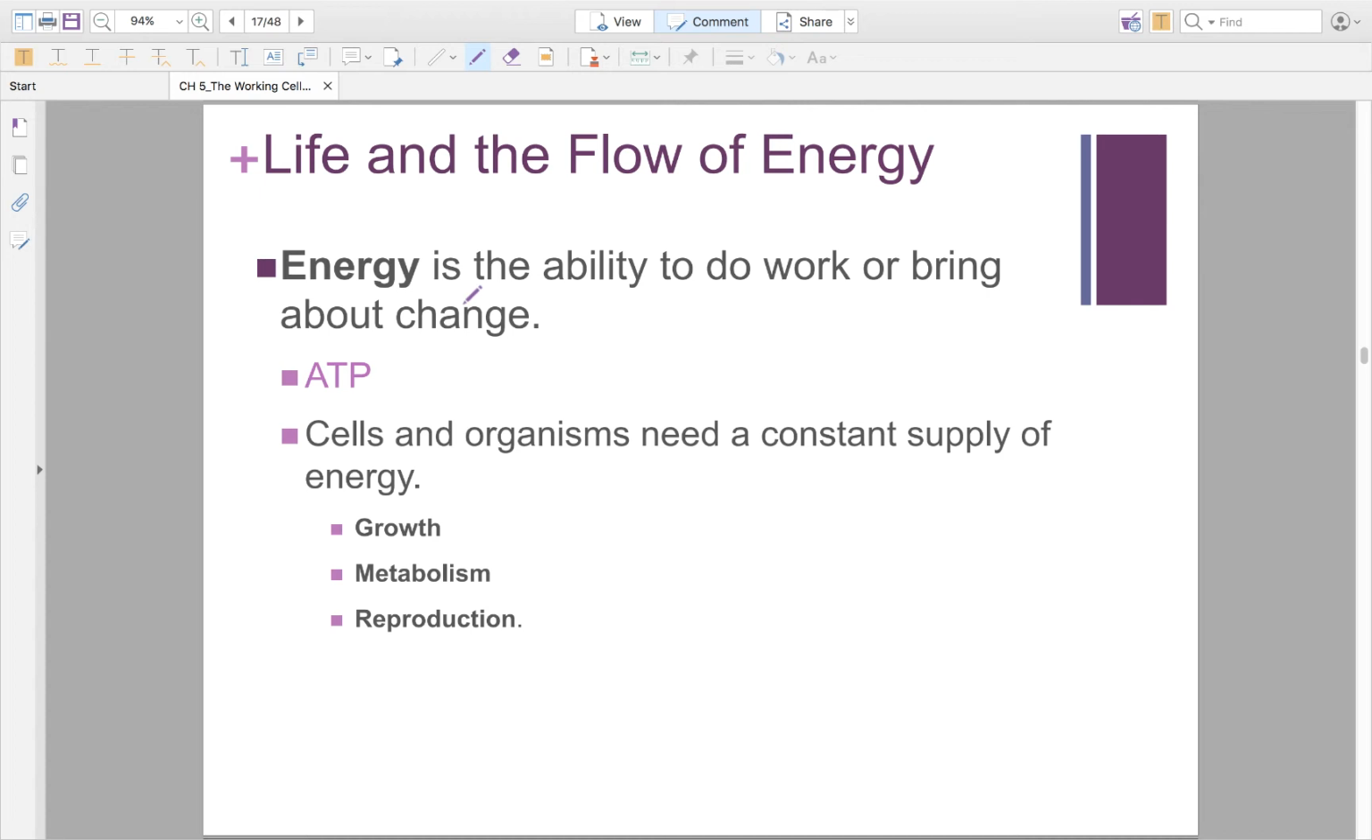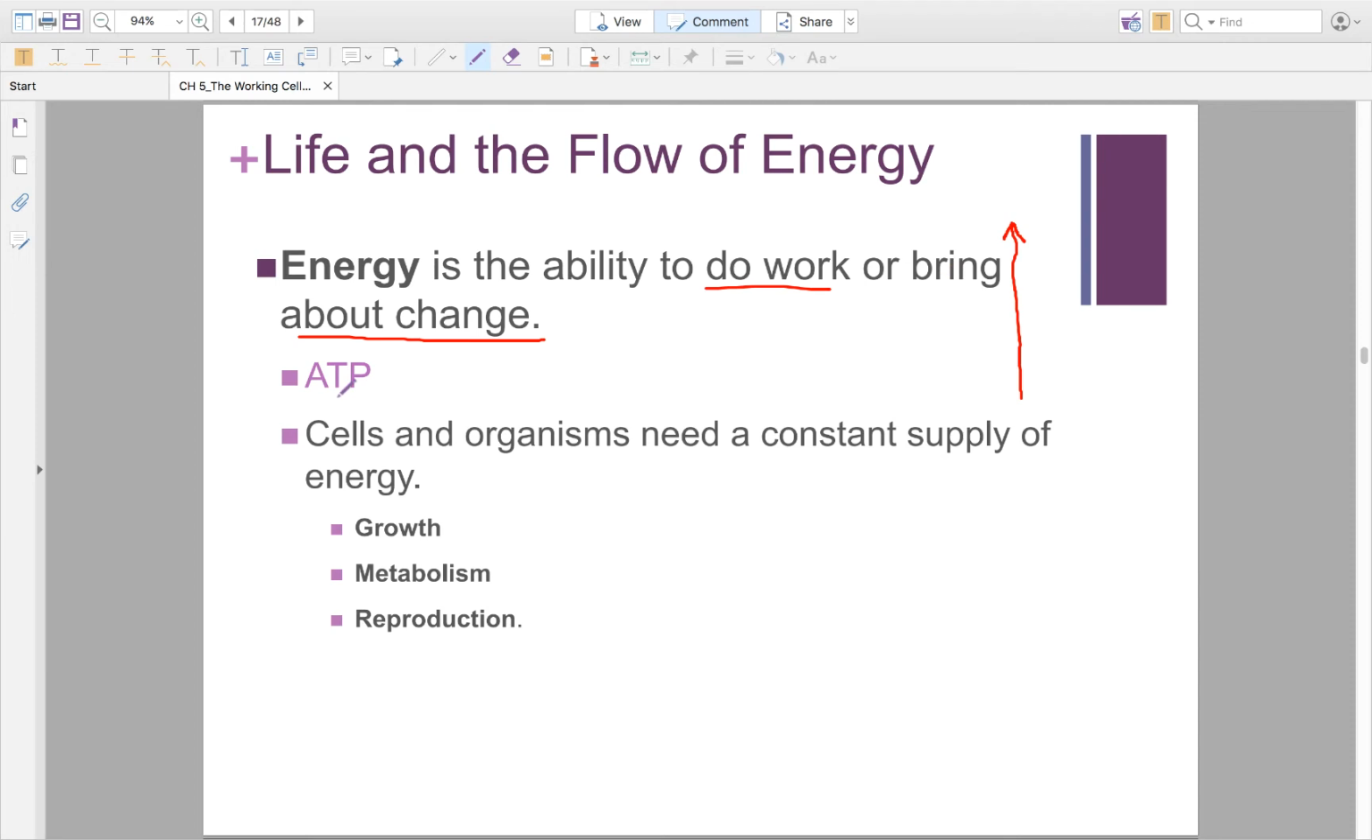So basically, energy is the ability to do work or bring about some kind of change, like what we saw earlier with active transport. Okay, so for example, if you need to lift something, that is going to require energy, the ability to do work or bring about some change. You are doing work. You are lifting something, and that requires energy.